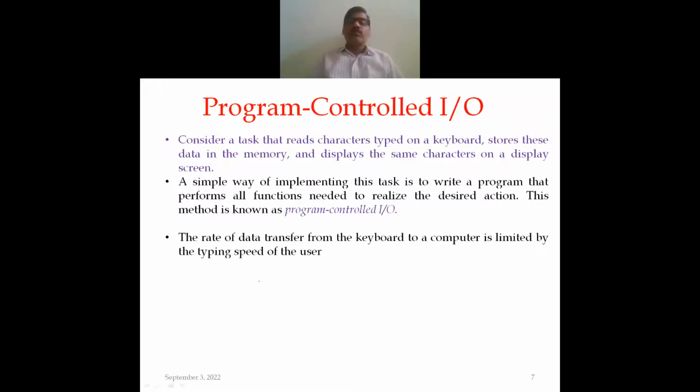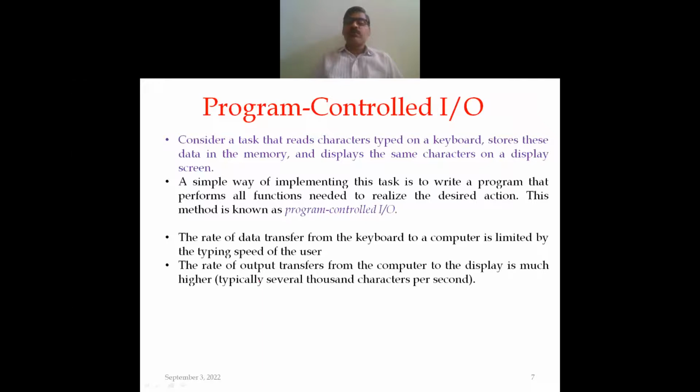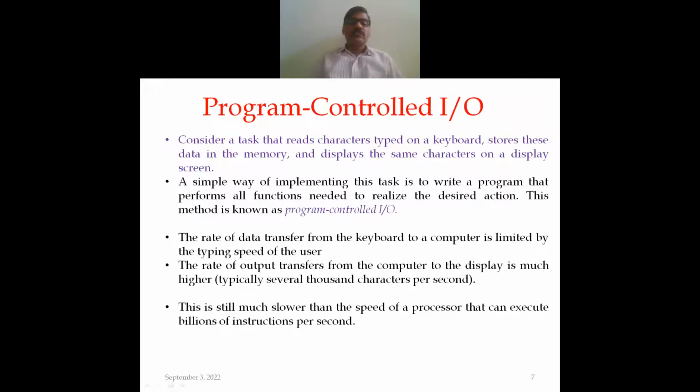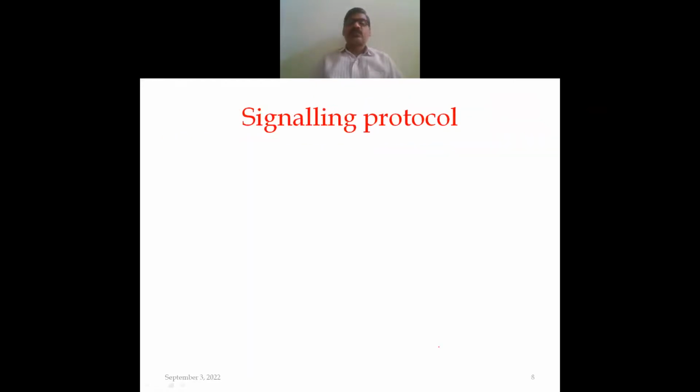So the rate of data transfer from the keyboard to a computer is limited by the typing speed of the user. The rate of output transfer from the computer to the display is much higher. This is still much slower than the speed of a processor that can execute billions of instructions per second. The difference in speed between the processor and IO devices creates the need for a mechanism to synchronize the transfer of data between memory and IO devices.